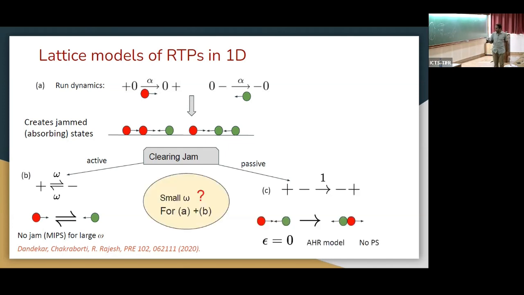So the question is: what will happen in this situation for small omega? More specifically, you take dynamics A and dynamics B together, take small omega, and try to answer what will happen. For any small omega, will the jam clear or will it stay? That's the question.